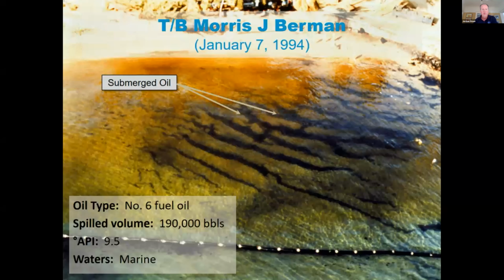First, the Morris J. Berman spill in Puerto Rico in 1994. This involved a heavy fuel oil with an API gravity of 9.5 into a marine environment. So it was a floating oil, but it came in contact with beach sands, and the beach sand interaction was enough to make some of that oil sink in the near shore shallow bays.